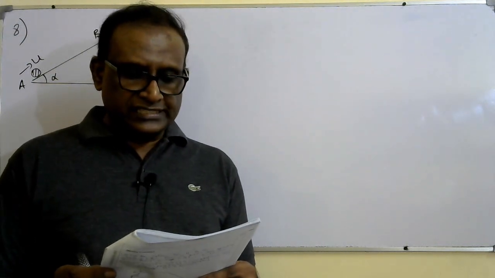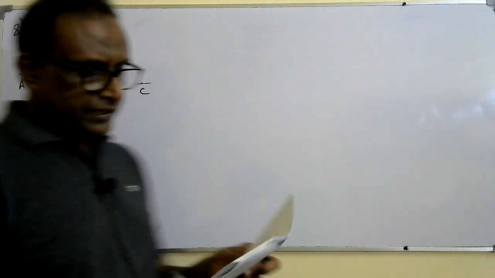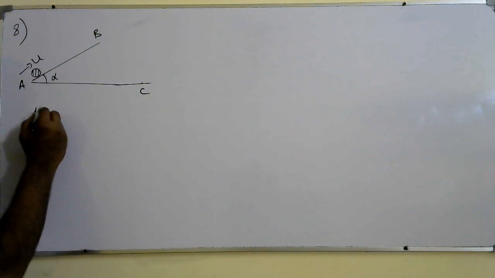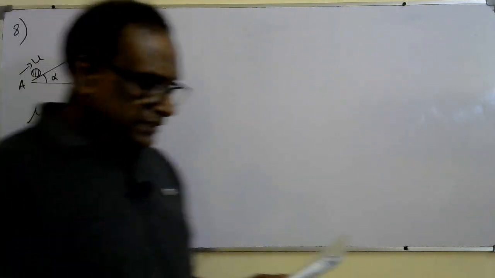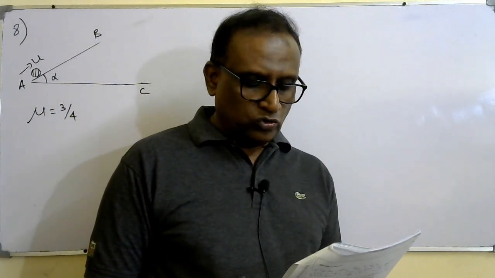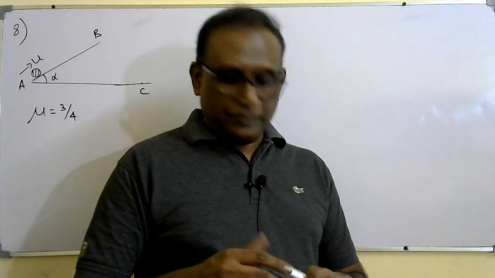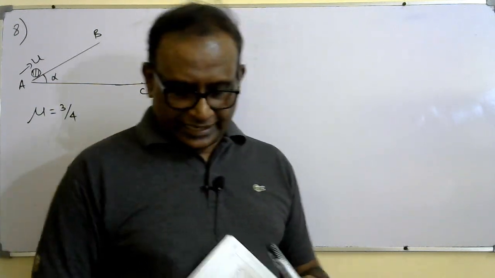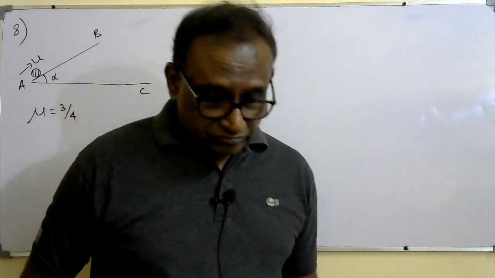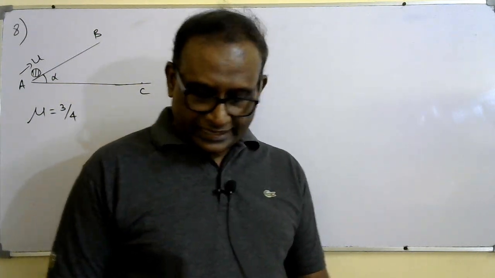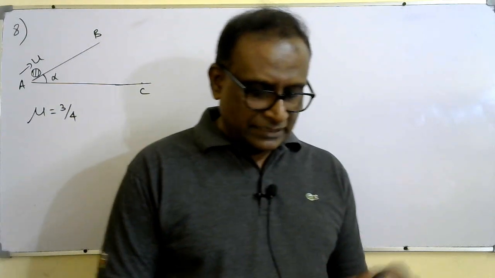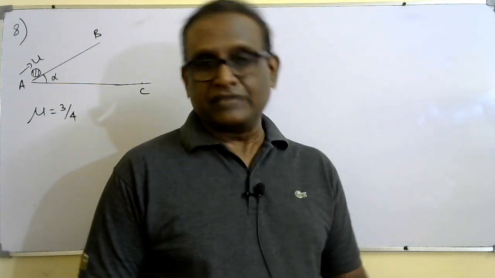The coefficient of friction between the particle and the ramp is 3 by 4. So mu is 3 by 4. Find the work done against friction as P moves from A to B. So here there will be friction. The friction is the limiting friction because the particle is in motion. So the friction acting on the particle will be the maximum friction. So it's going to be the limiting friction.